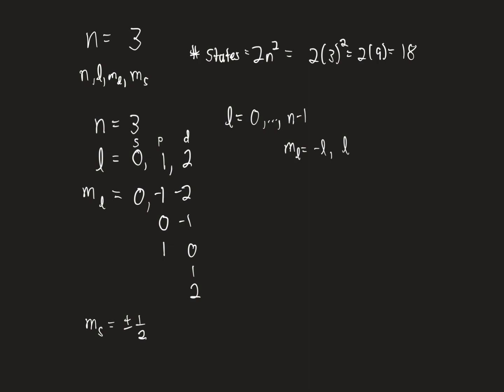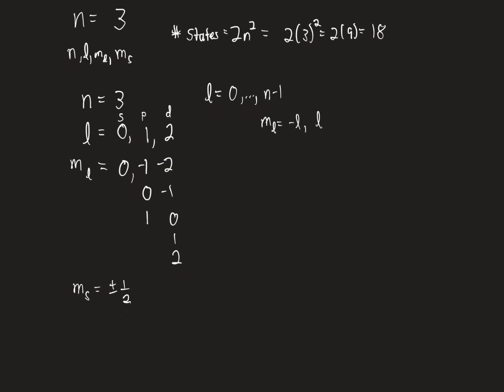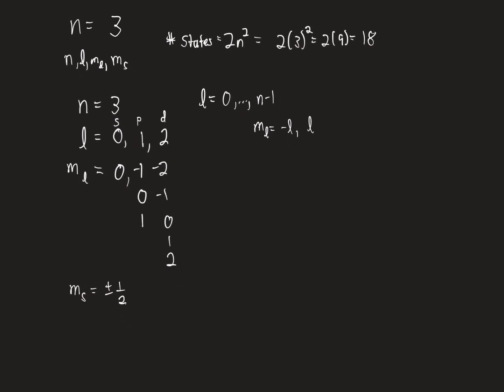All right, so what you got to do now is you have to write out all of these states. And how many of them are there? 18. Let me show you a shortcut. It's not actually 18. It's actually 9.